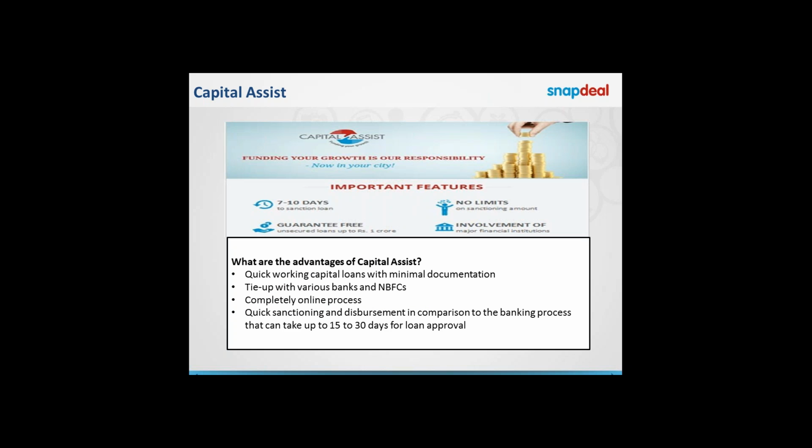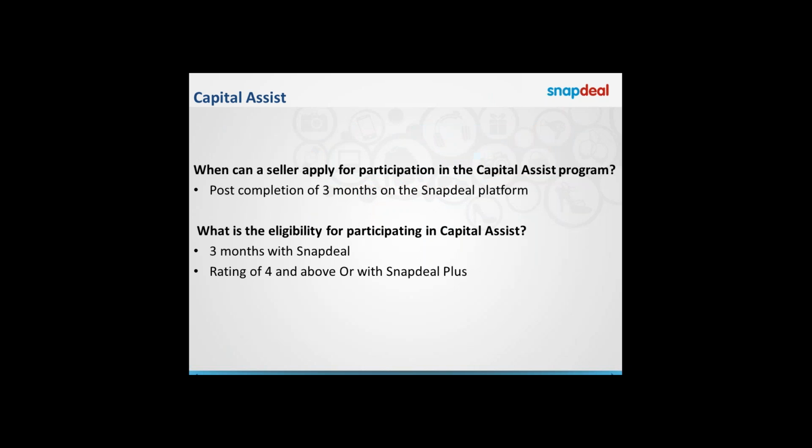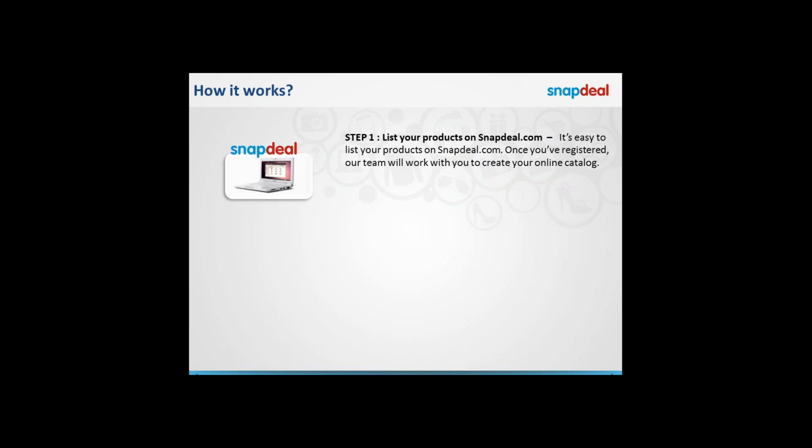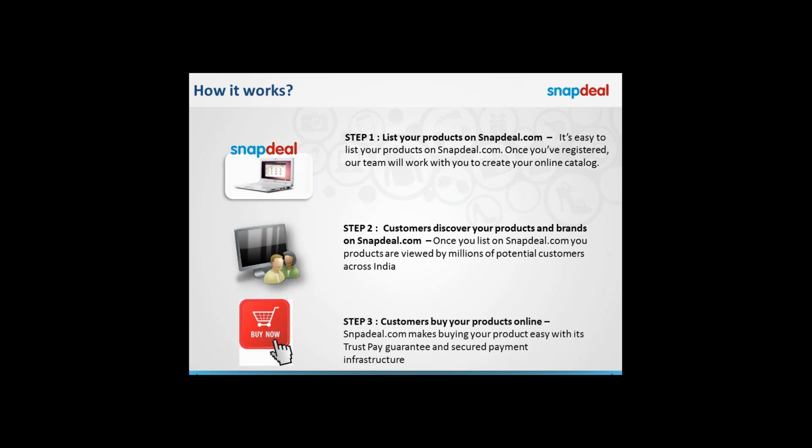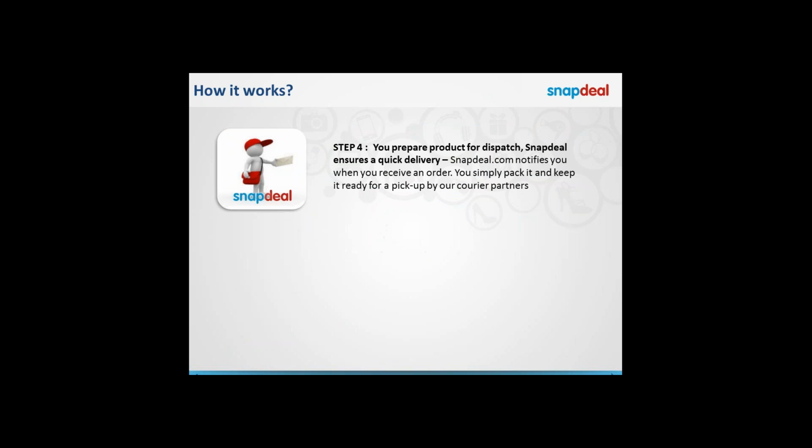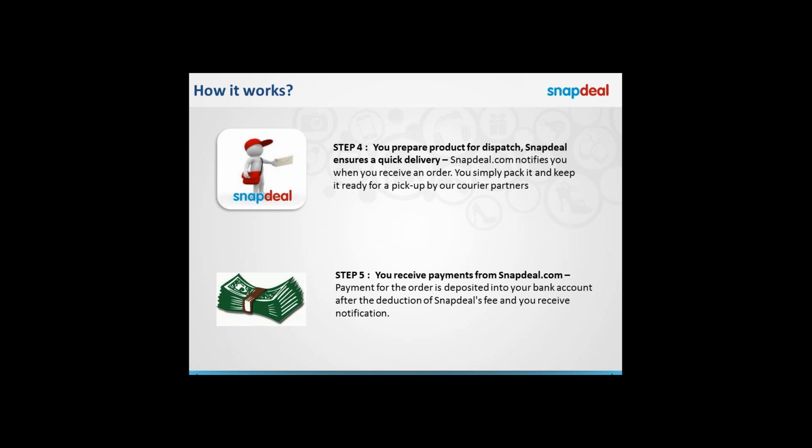We heard about this in the video as well. Capital Assist is a service through which we provide monetary assistance to our sellers. Post completion of 3 months on Snapdeal's platform, they can apply for capital assistance. They should have a rating above 4, or they should be operating on Snapdeal Plus mode of order fulfillment to avail this facility. How it works, it's very simple. A seller gets onto our website. The products are listed, the customer looks at the product, they buy the product. Our seller would fulfill the order, pack it up and ship it out to the buyer, and eventually money would get transferred to the seller's account as per the payment cycle.